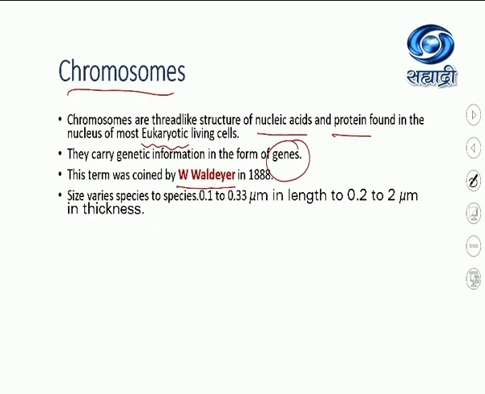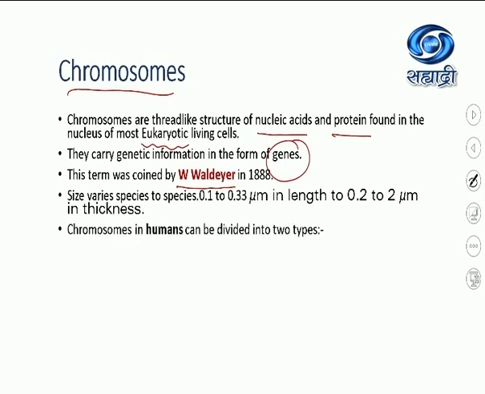Size varies from species to species. It can be from 0.1 to 0.33 micrometer in length and 0.2 to 2 micrometer in thickness. So the length of the chromosome is different, and even the number of chromosomes is different from species to species.